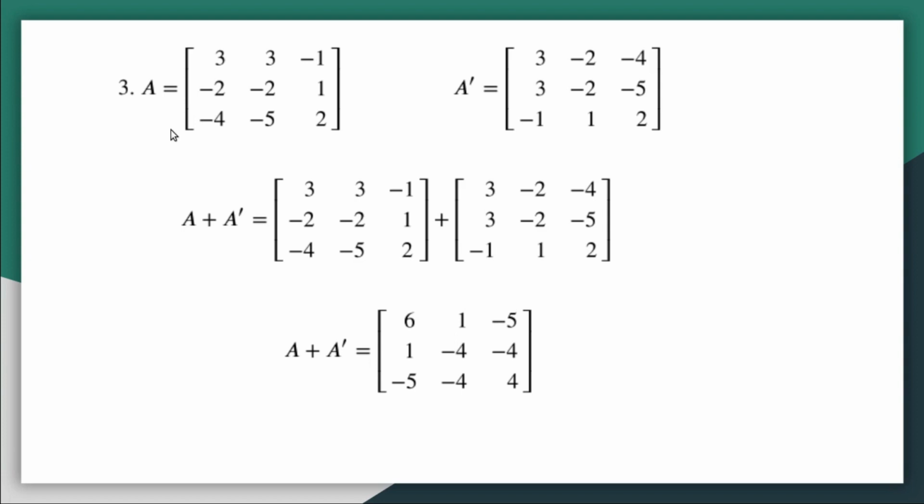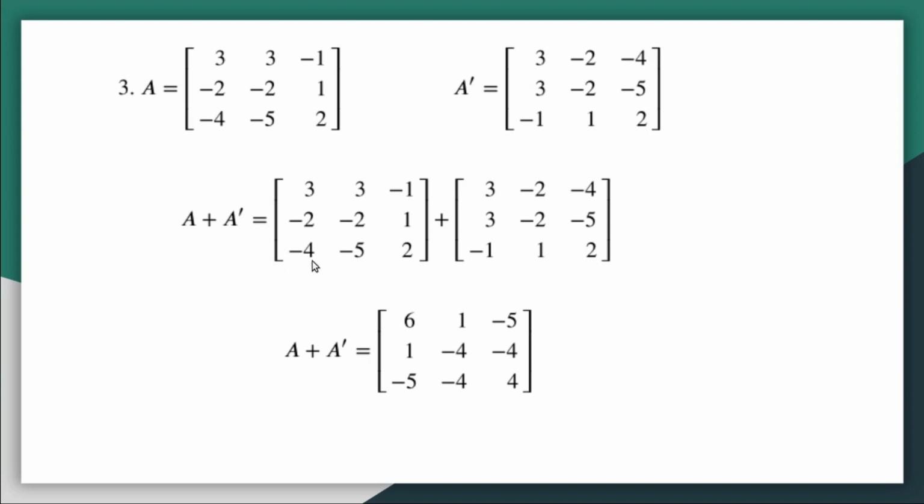Now third one, A equal to matrix 3, 3, minus 1, minus 2, minus 2, 1, minus 4, minus 5, 2. Now A transpose, write first row as first column. So first column of A transpose is 3, 3, minus 1. Second column: minus 2, minus 2, 1. Third column: minus 4, minus 5, 2.